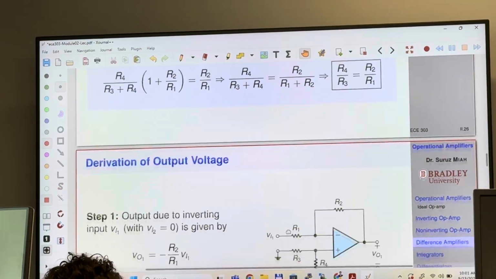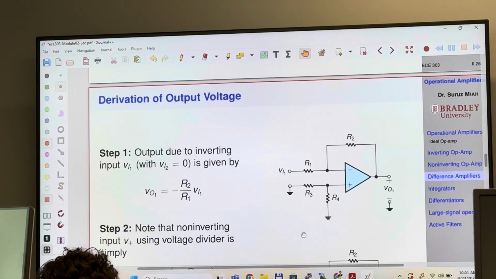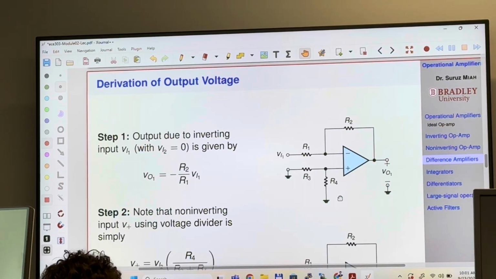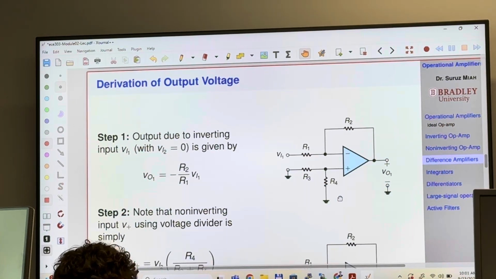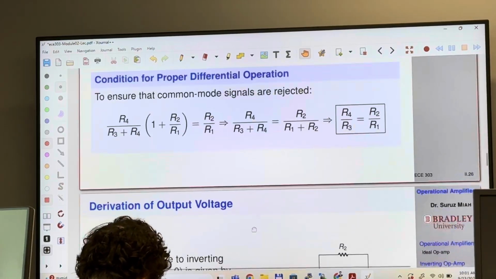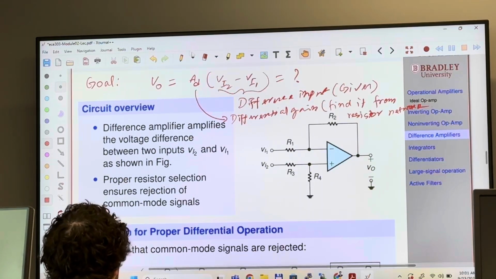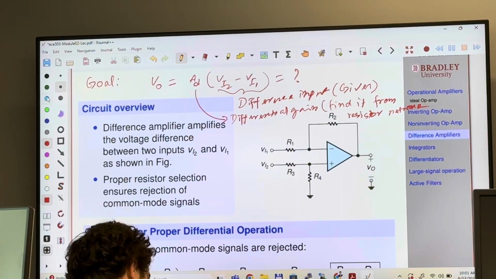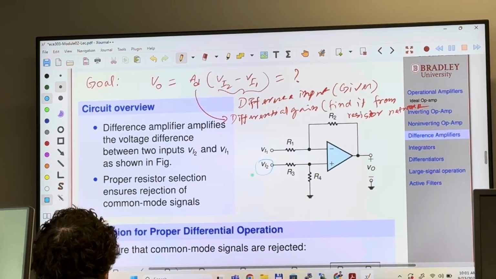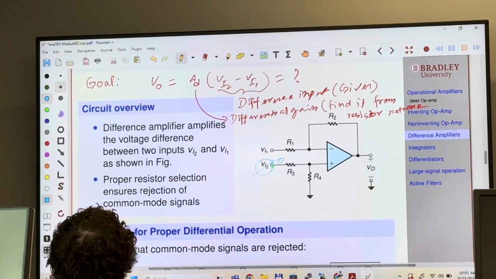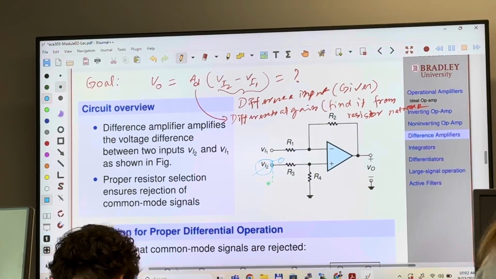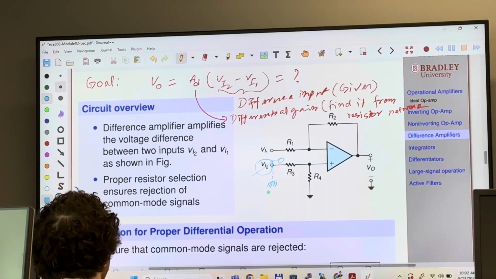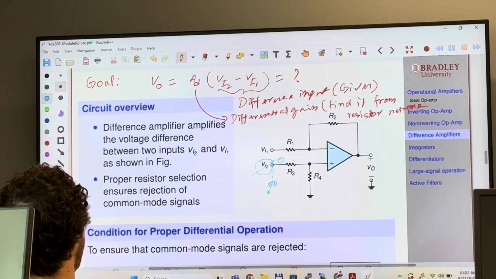Now, here I have the derivation. Step 1: you make V_I2 zero, which means you just substitute it with simply ground. It's grounded.